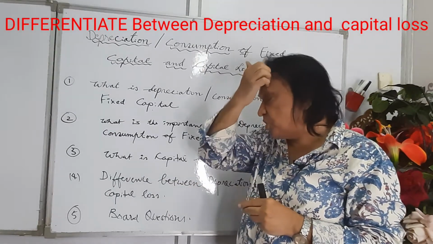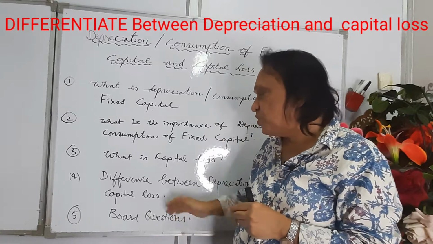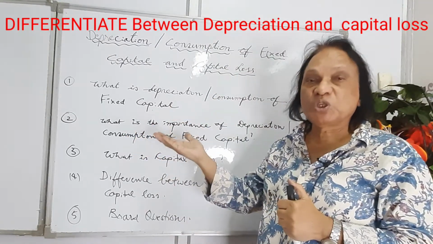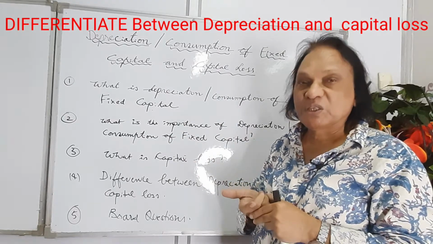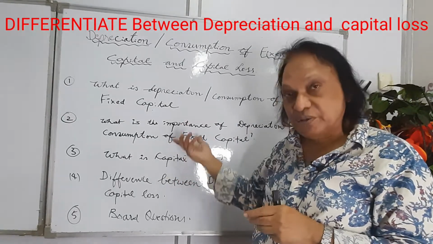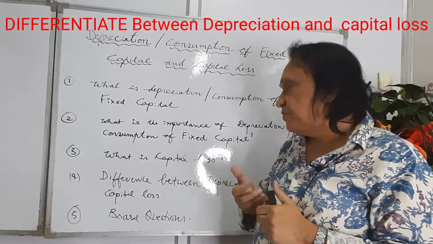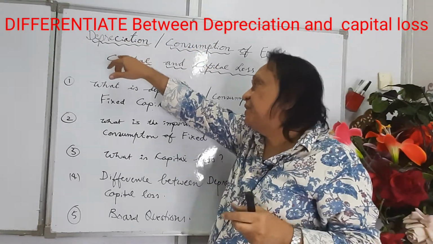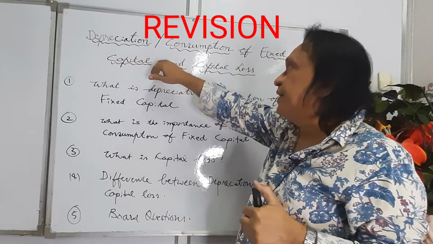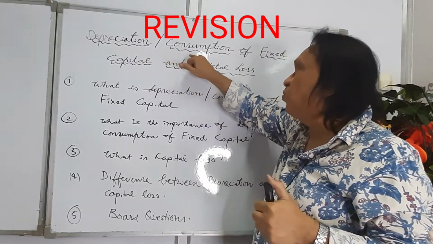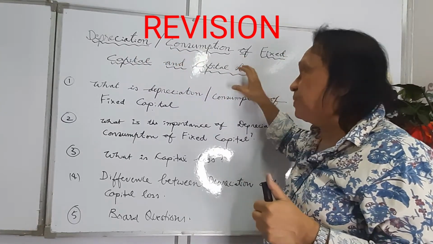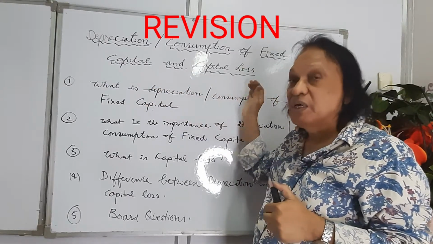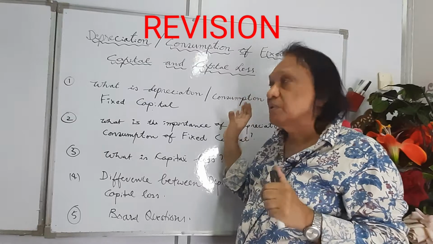So the board questions can be, this is mostly numericals, it will come: find out from gross domestic product to net domestic product by subtracting depreciation. I'll be giving you that in a few seconds. So let's do the revision part of it. We will be discussing once again what is depreciation. We call it consumption of fixed capital. That's an important concept in national income accounting. Capital loss is not so important, just keep it in mind.